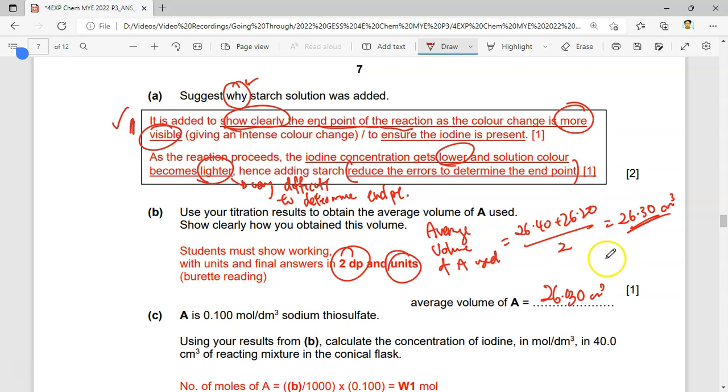So that's the average volume, and some of you actually forgot your units. Please, for a physical quantity, you need both your numerical magnitude and your units itself. So please.